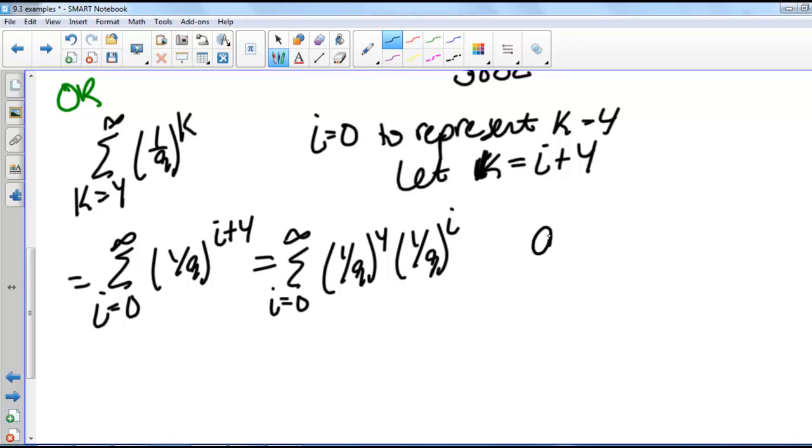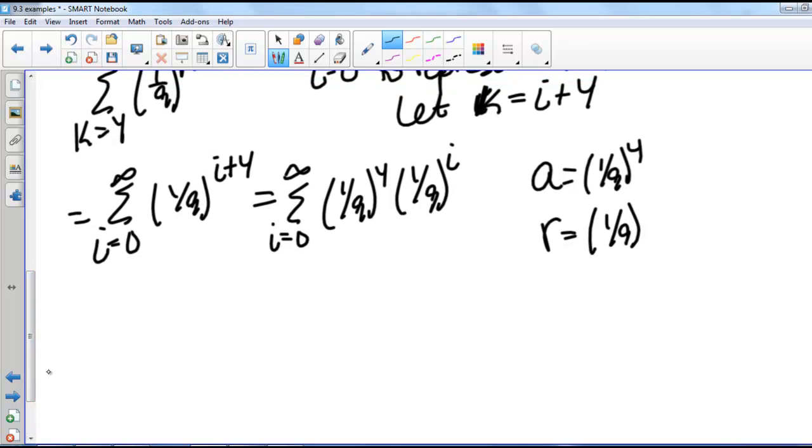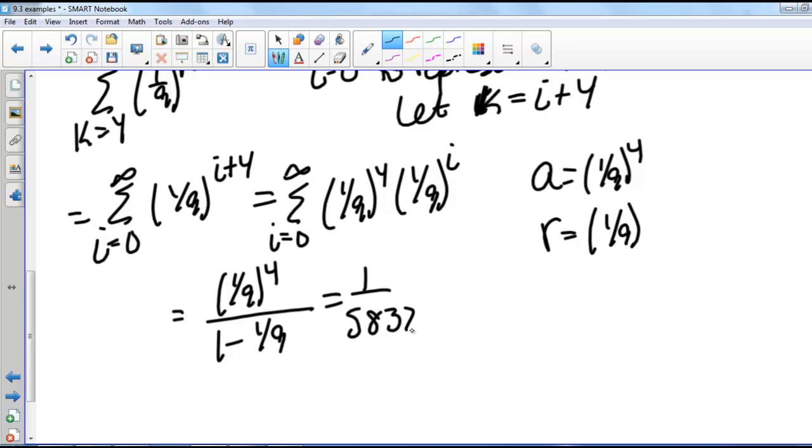So now we have that a equals 1/9 to the 4th and r equals 1/9. So this converges to a, which is 1/9 to the 4th, over 1 minus r, and r is 1/9. And this also equals 1 over 5,832, as it should. So that's another way that we can go about finding the sum of our series.